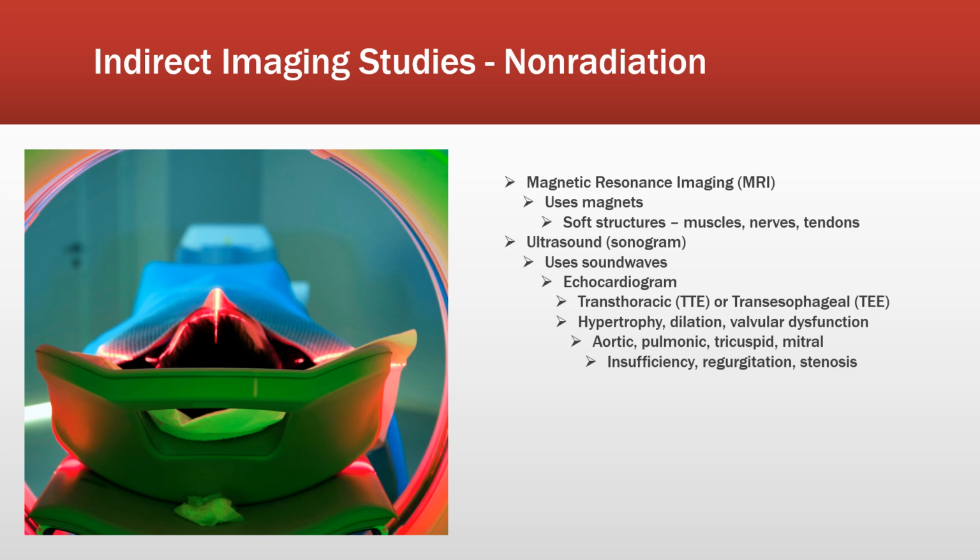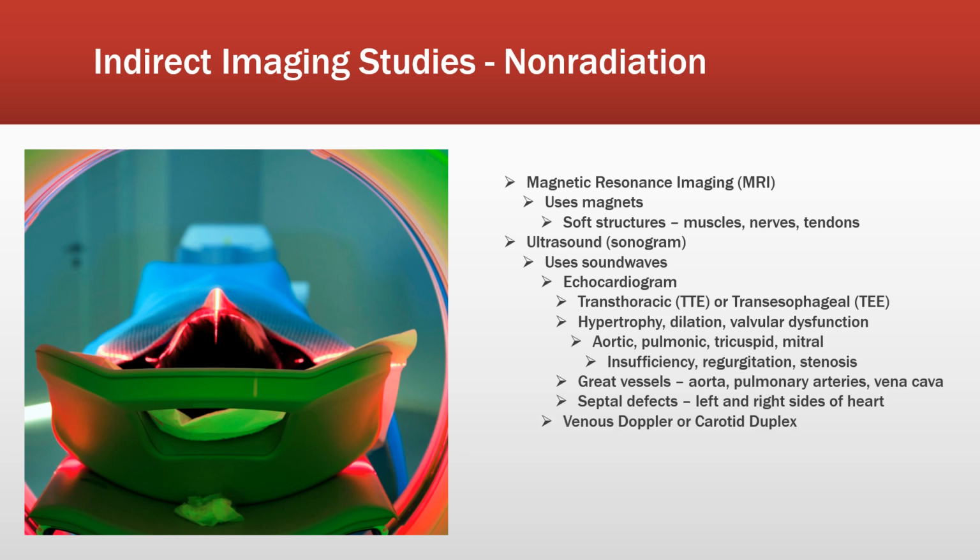Echocardiograms also measure the ejection fraction like a MUGA scan does, and echoes also evaluate the great vessels, namely the aorta, pulmonary arteries, and the vena cava. Septal defects between the left and right sides of the heart may also be an abnormal echo finding. A duplex ultrasound evaluates the blood flow through a vessel as it's visualized. Two common types of duplex ultrasounds are a venous Doppler ultrasound and a carotid duplex ultrasound.